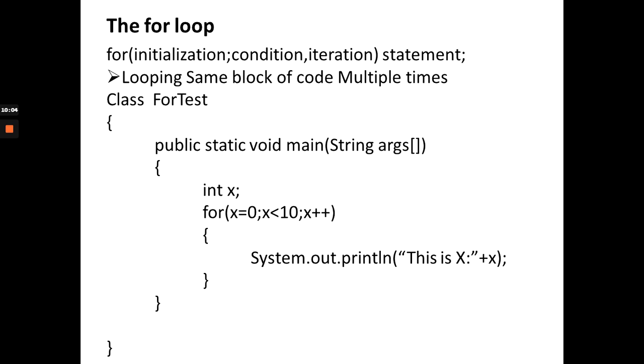Second one is for loop. For is used for looping some block of code multiple times, that is for predefined time. There are three parts in that. You have to initialize the variable, condition for checking the condition for that variable, and iteration. You have to increment or decrement the particular variable after each and every execution of loop.